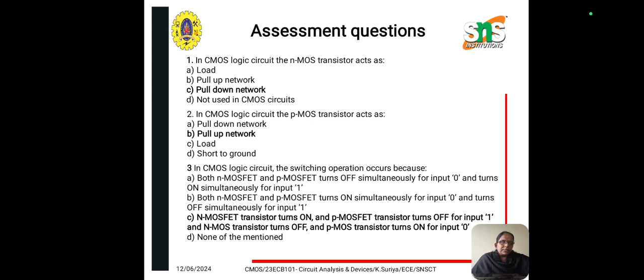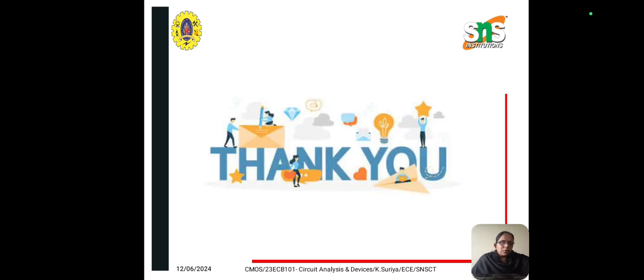Let us take up some assessment questions. In CMOS logic circuit, the NMOS transistor acts as, the answer is a pull-down network. In CMOS logic circuit, the PMOS transistor acts as a pull-up network. In CMOS logic circuit, the switching operation occurs because the N MOSFET transistor turns on and the P MOSFET transistor turns off for input 1, and N MOSFET transistor turns off and P MOS transistor turns on for input 0. Thank you for watching this video.